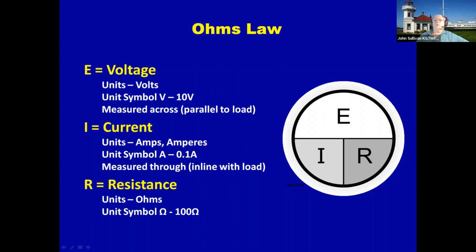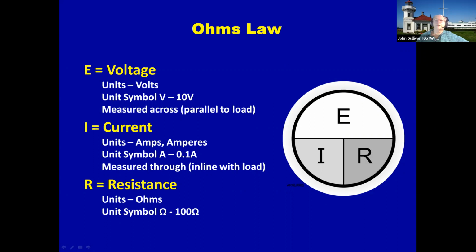If you were to put your thumb over the E, you would see you have I and R next to each other. You could multiply them together. That gives you E. If you put your thumb over the R, you want to find resistance, you see you have E over I. That means you divide voltage by current.